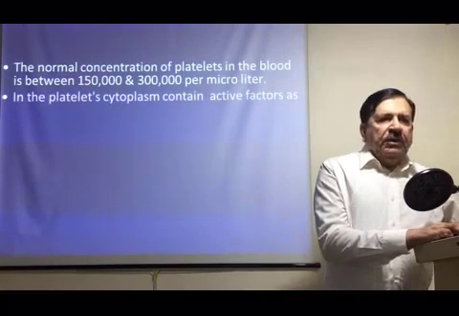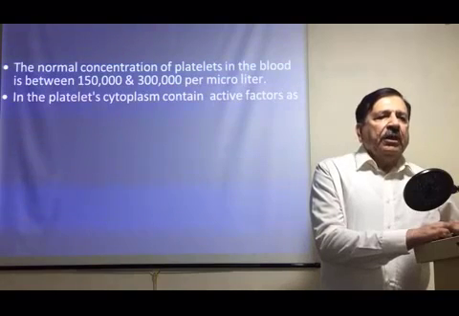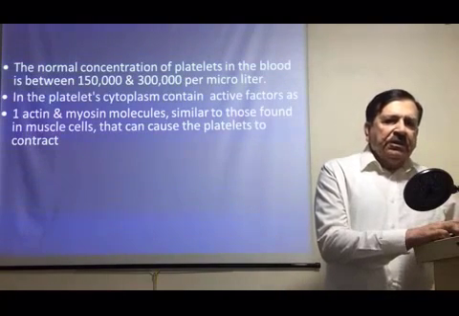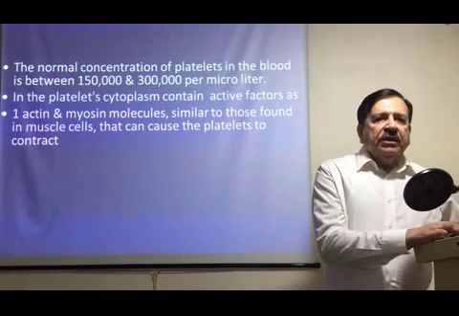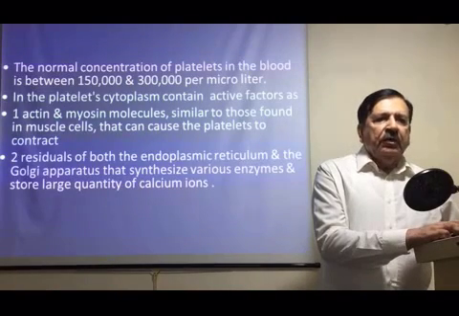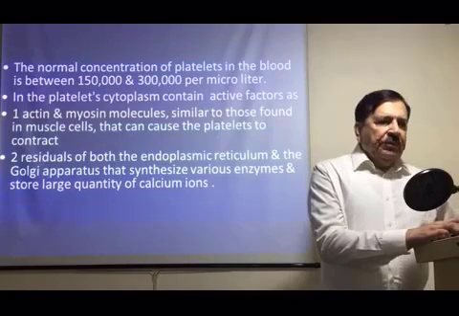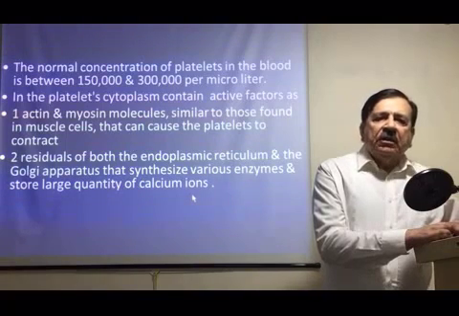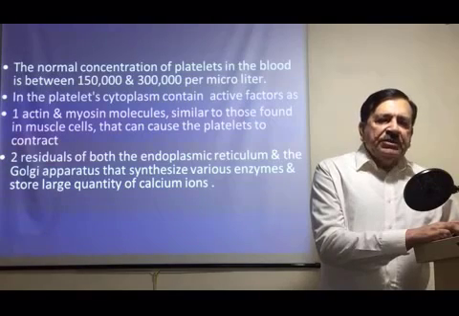In the platelet, the cytoplasm contains active factors. Platelet is a very active cell in the body, containing actin and myosin. Actin and myosin lie in the striated muscles, skeletal muscles, and act in the same way, and they contract the platelets. Residuals of both the endoplasmic reticulum and the Golgi apparatus synthesize various enzymes and store large quantities of calcium. In platelets, there are sacs or organelles which store enzymes and calcium.